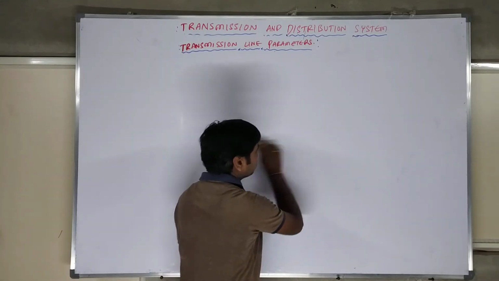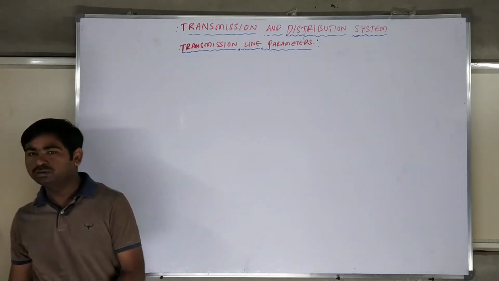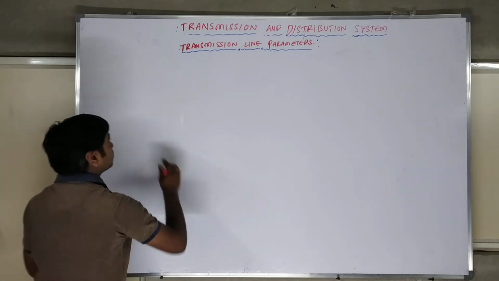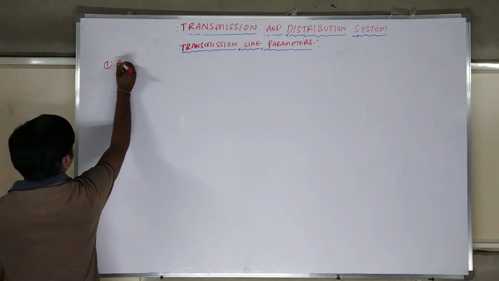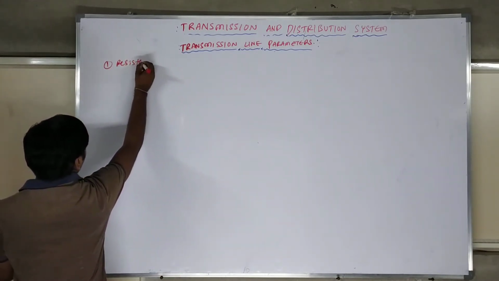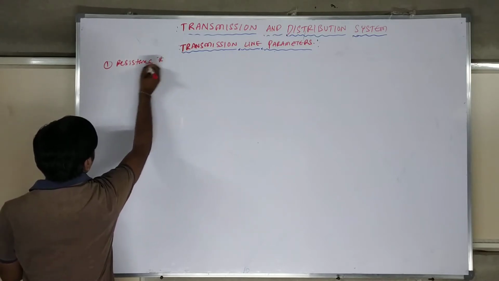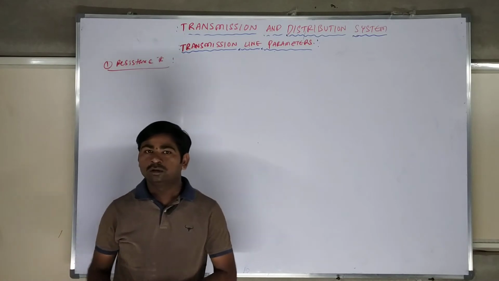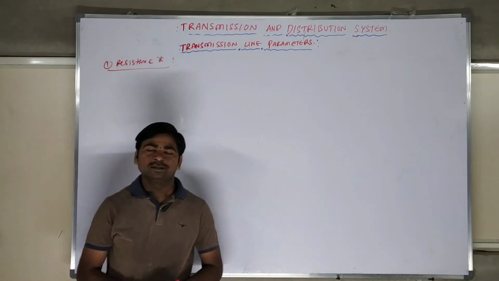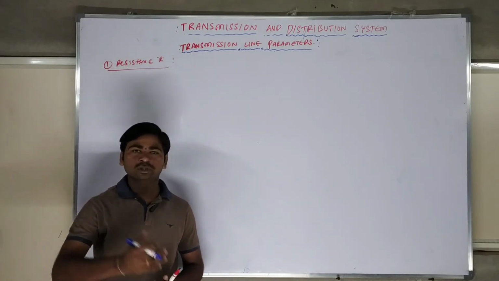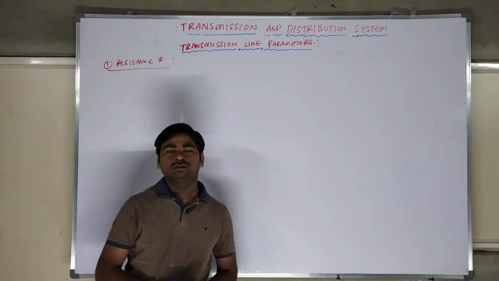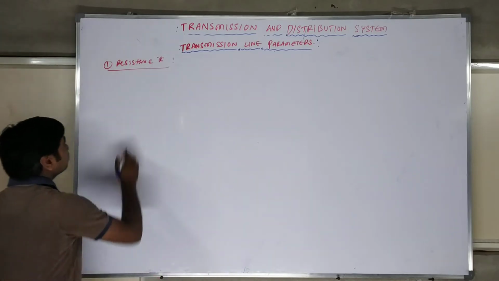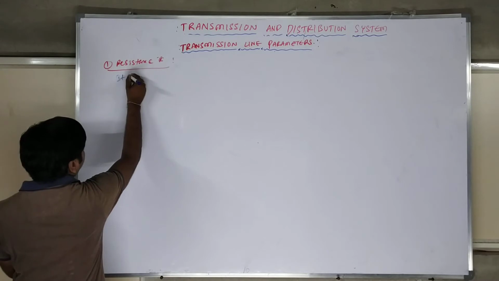So let us take the basic definitions, and then we will enter into the internal details. The first thing is resistance. What do you understand by resistance? I think you already know that, it is very familiar. Resistance is nothing but the opposition property to the flow of electrons.